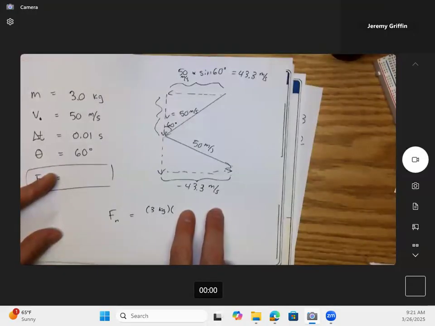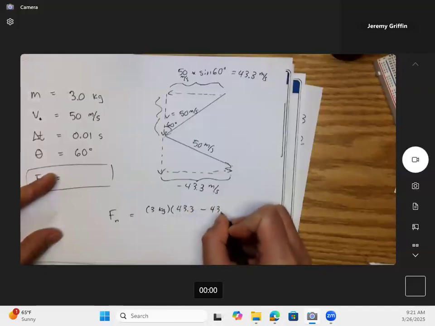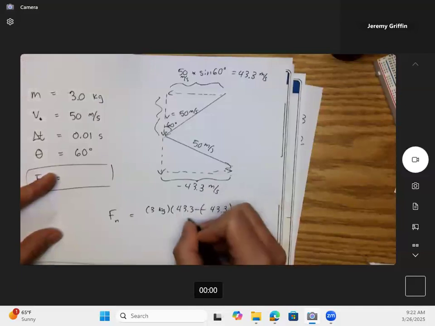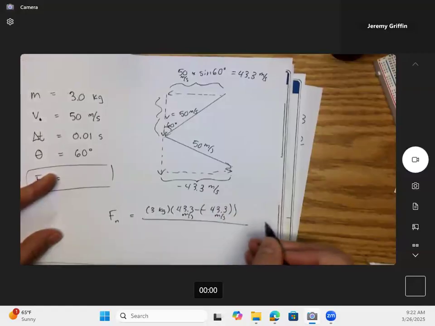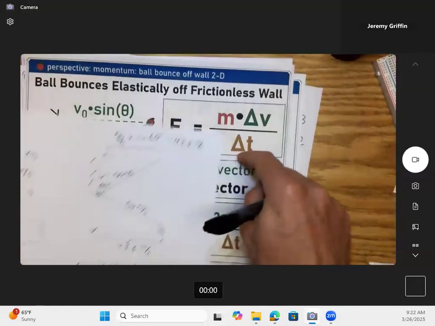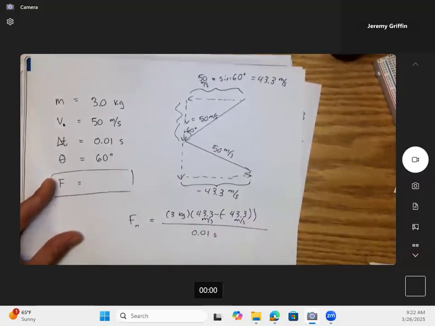Aha, 86.6. Because it's 43.3 minus 43.3, or sorry, minus a negative, I should say. Meters per second. And then this is all divided by the time interval. So the collision happened in 0.01 seconds. So I think that should do it right there.